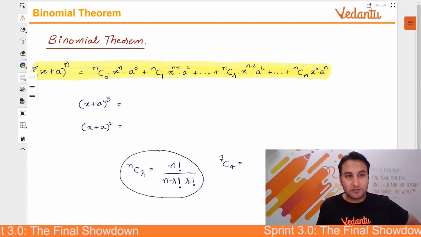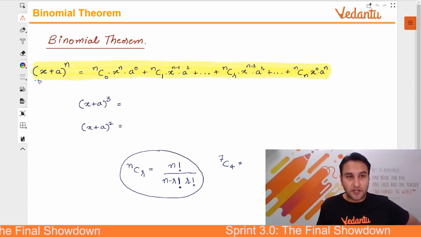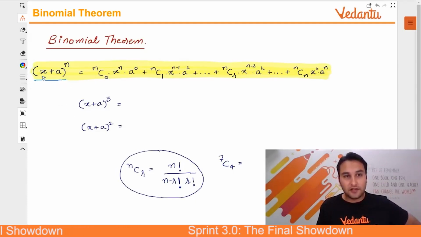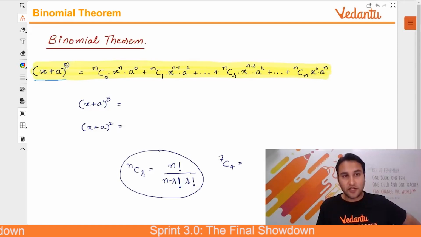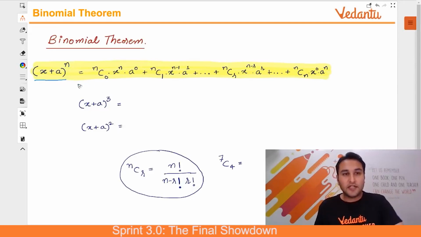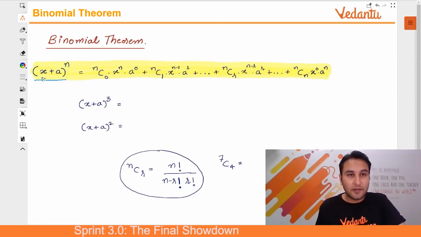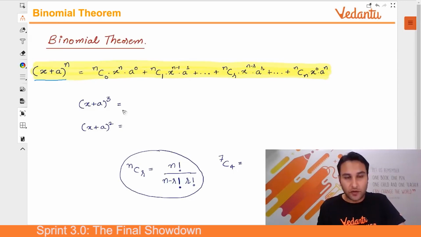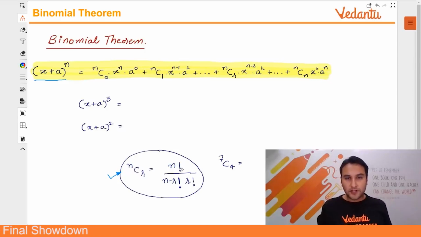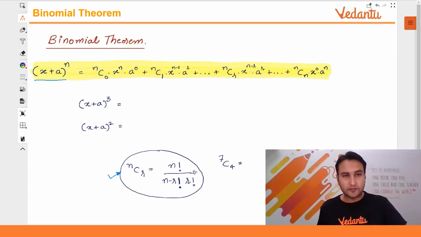What is binomial theorem? It says that if there is a binomial expression with a power n, then its expansion is given by nC0. What is nCr, by the way? All of you know this, right? nCr is n factorial upon n minus r factorial into r factorial, which I think all of you understand, right?